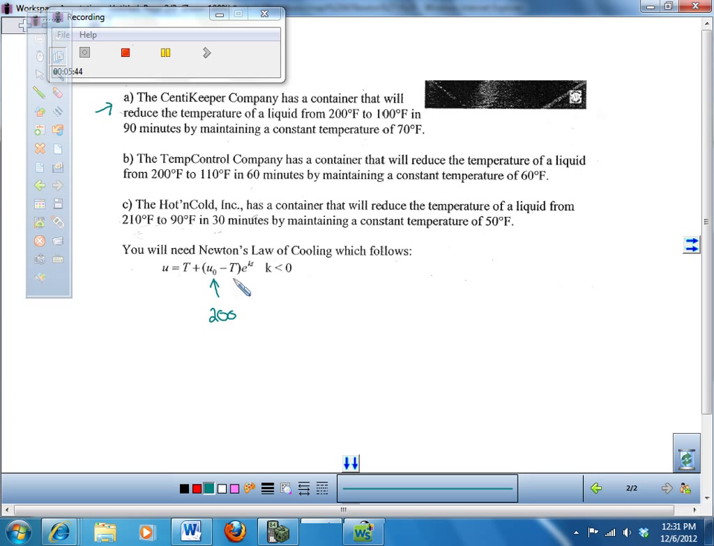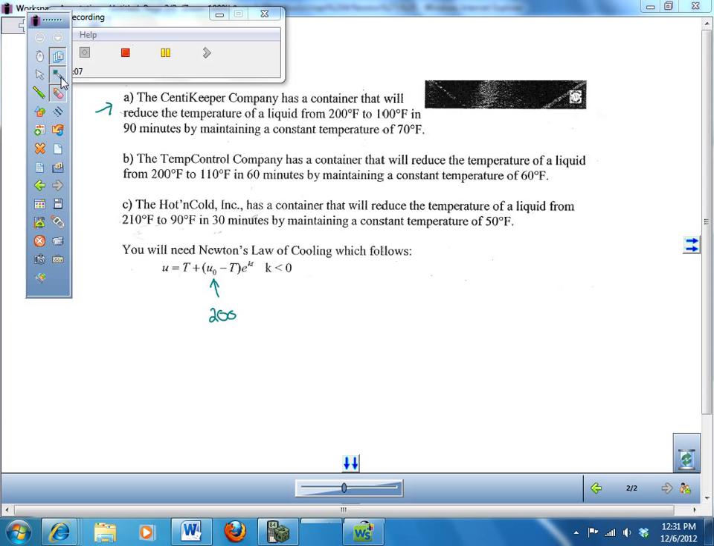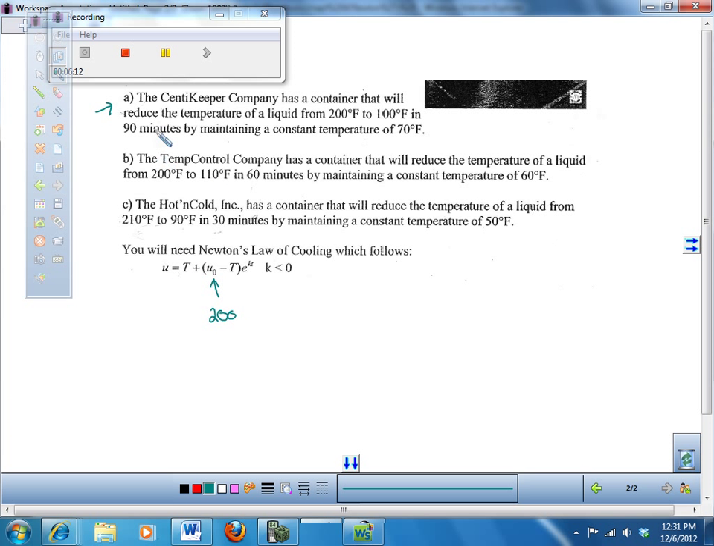It goes from 200 down to 100, right? No, that's wrong. Sorry, I need an eraser. It goes from 200 for the first one. We're looking at this first one, okay? So it goes from 200 to 110. That's the second. Oh, I'm looking at the wrong one. 200 to 100 in 90 minutes. So this is your 100, okay? But I wrote 70. So that should be 100 right here.